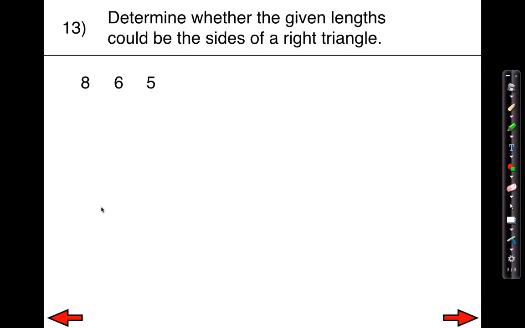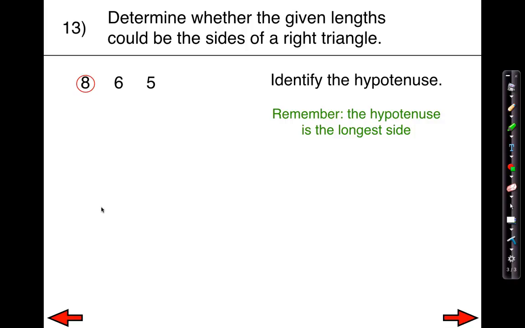I'm going to have you try some on your own. So again, let's just follow the same routine. They're asking us if this is going to make a right triangle. If it is, which one would be the hypotenuse? We're going to call that 8 since it is the longest side. So now we're going to plug that into the Pythagorean theorem. So we have 5 squared plus 6 squared equals 8 squared. So we have 25 plus 36 equals 64.